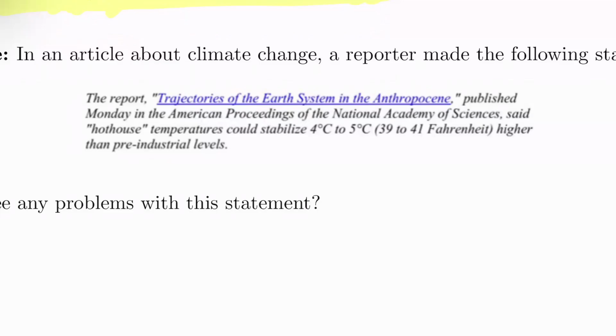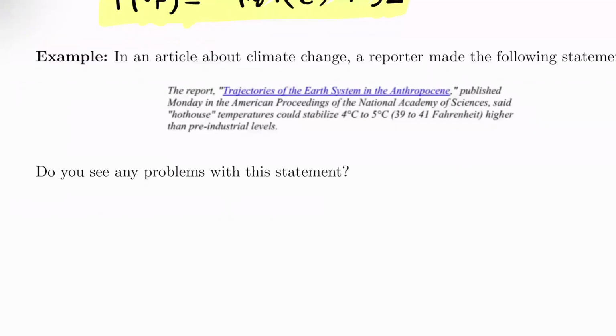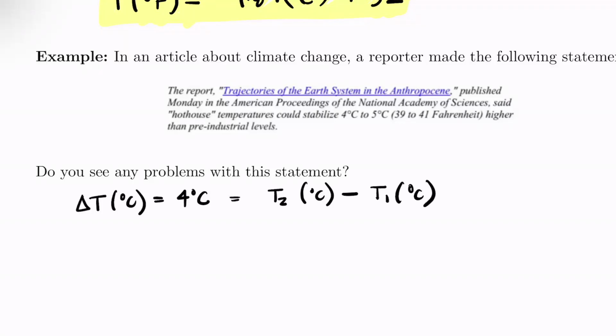Yeah, it's Leo, right? Okay. Yeah, so Leo is correct. So let's check their conversion, right? They said that they took a change in temperature in degrees C, which is 4 degrees C. And this is T2 in degrees C minus T1 in degrees C.